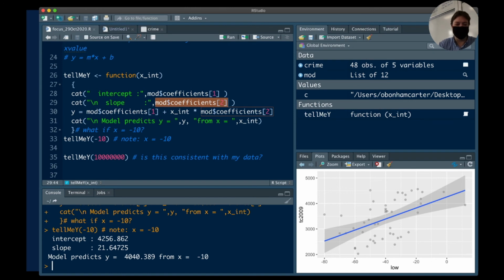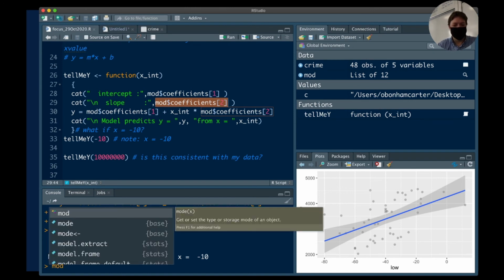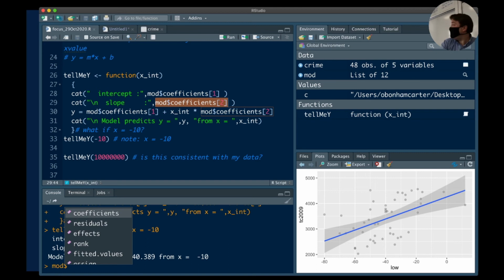In fact, you can find these things yourself by typing model, then the $ sign, and I don't know if you can see what I'm looking at. Maybe you can. But you can see, for instance, coefficients, residuals, effects, rank, fitted values, assign, qr, df.residual, xlevels, call, terms, model. You have all these different variables and different types of information that come out of each model that you could use.